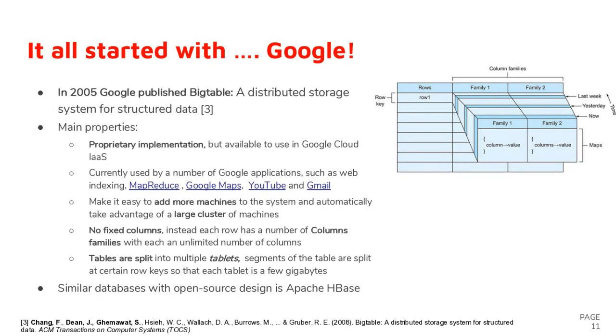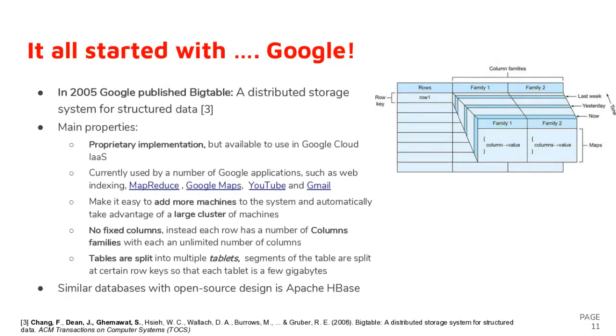That's one aspect. The other aspect is that you don't have traditional columns as you would have in a relational model, but column families. Each column family is a set of columns, and you can have an unlimited amount of columns within each family. So that's how it works.